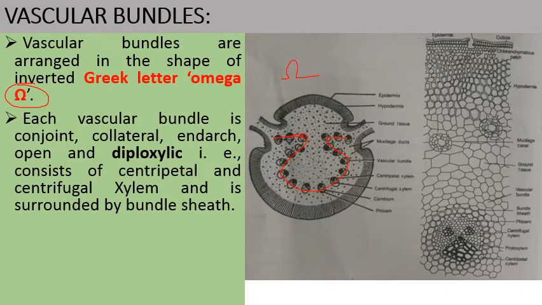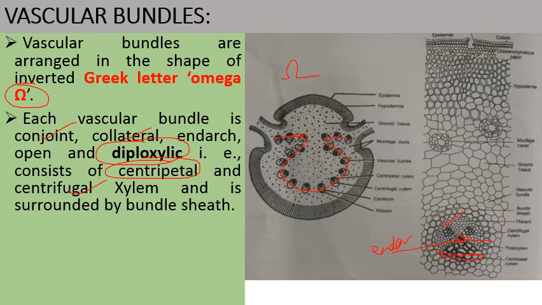Each vascular bundle is conjoint, collateral, endarch and diploxylic. Diploxylic, that is, it consists of centripetal and centrifugal xylem. Centripetal xylem, like in this diagram we can see here: the protoxylem is towards the center and the metaxylem is towards the outer side. So this type of xylem is known as centripetal xylem, and this condition is also known as the endarch condition.